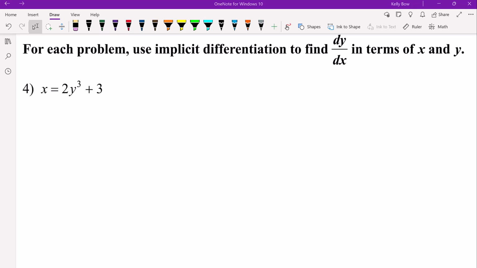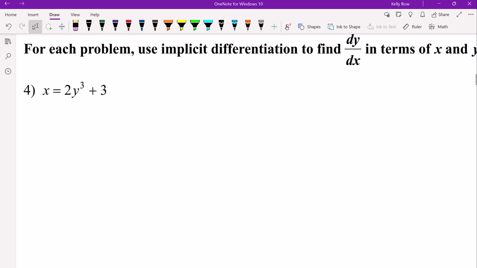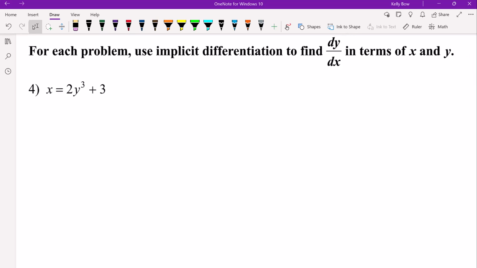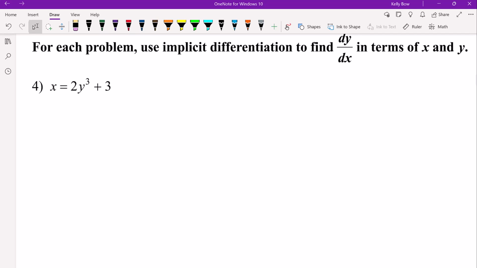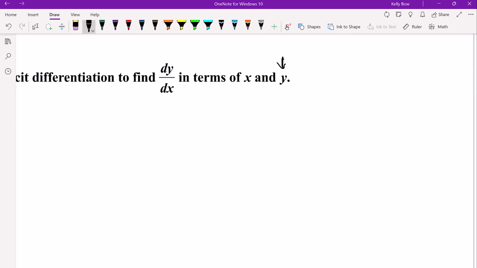Okay, now we're going to use a technique called implicit differentiation. It is used when you have these special types of functions where the traditional method may not work. So here's the rule. Every time you take the derivative of y, and only then, you're going to tack on dy dx.